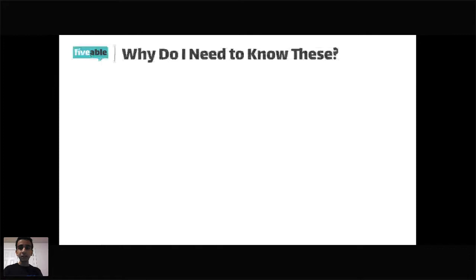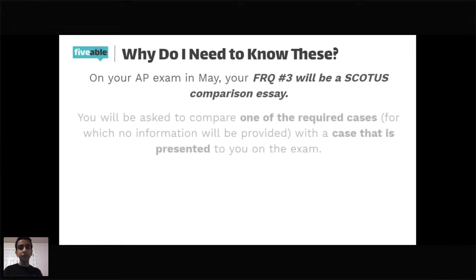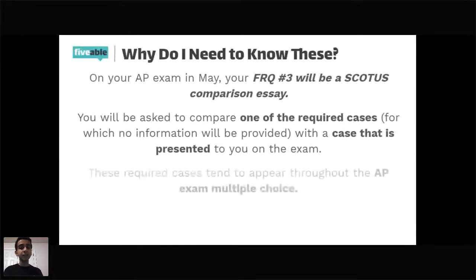Okay, so the first thing we're going to talk about is why do we need to know them? So on your AP exam in May, your third free response question is a Supreme Court comparison case. Basically, what that means is that you'll be required to compare one of the 15 required cases with a case that's presented to you on the exam. So the case that's presented to you on the exam, they'll give you a paragraph or paragraphs of information about the case, and then you will have to use your knowledge of one of the required cases to compare it to the one that's on the exam. So it's really important that you know all 15 of these in and out.